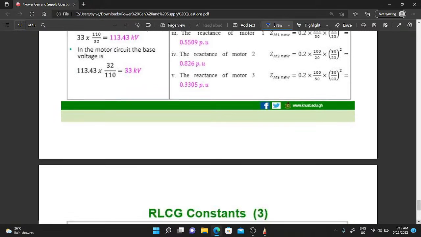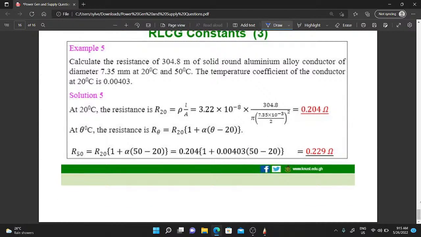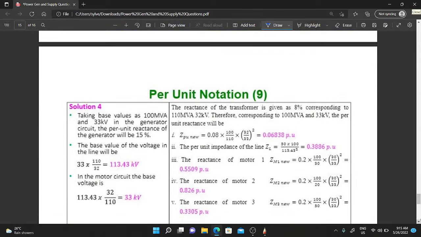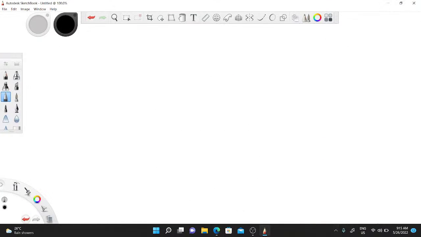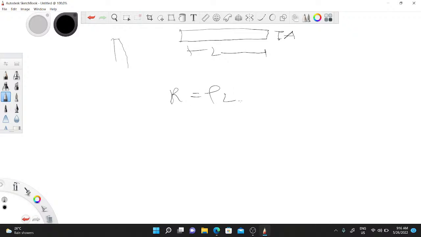So let's keep this question and let's solve this last question here. So we know that for any piece of wire of a certain length and a certain cross-sectional area, the resistance of that wire is given by rho L over A.